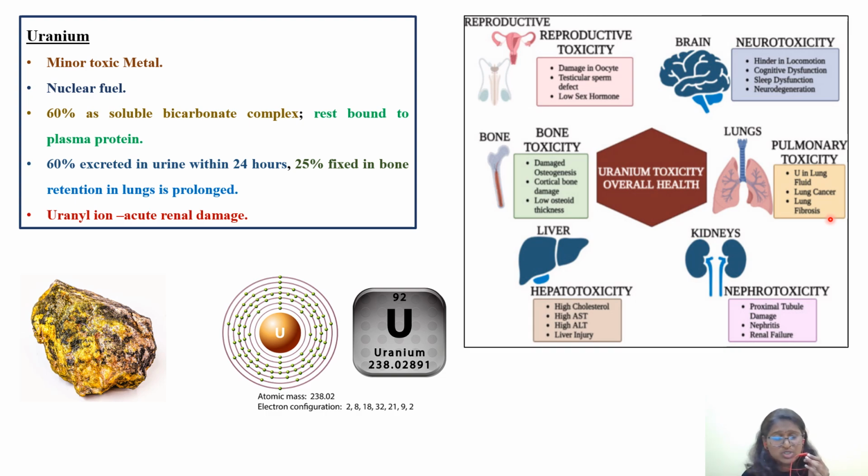Earlier in chromium also you have seen that it is causing respiratory tumors, so here also it is causing pulmonary tumors, lung tumors and lung fibrosis. Fibrosis is more damaging or more destructive when compared to other types of tissue damage. Next, how is uranium affecting the kidney? It will cause proximal tubular damage, nephritis, and renal failure. Similarly like mercury, the site of action is the proximal tubule. And coming to how uranium is affecting the liver, these are all biomarkers: cholesterol, AST, all these things will be increased. As a result, liver toxicity will be there.